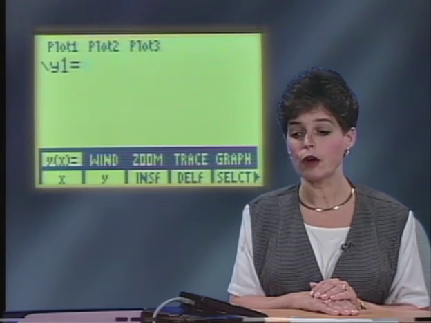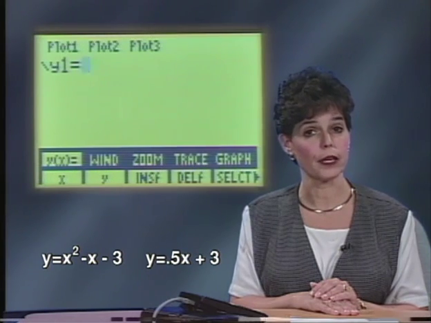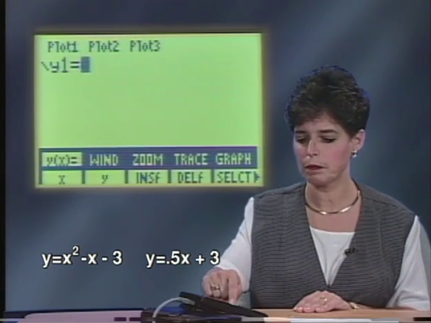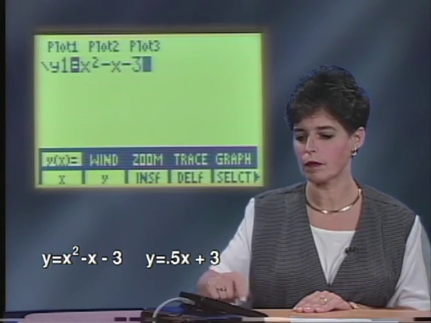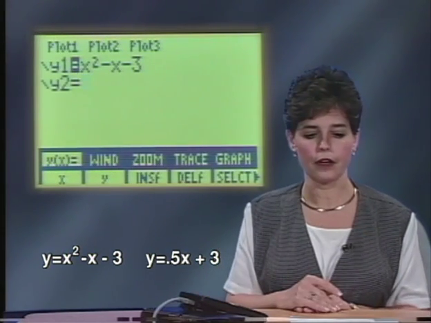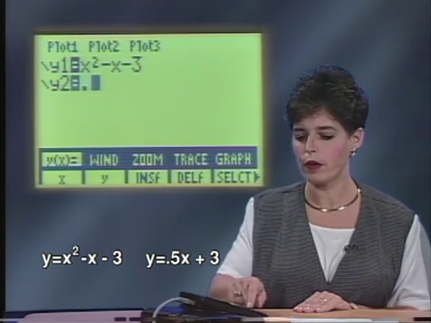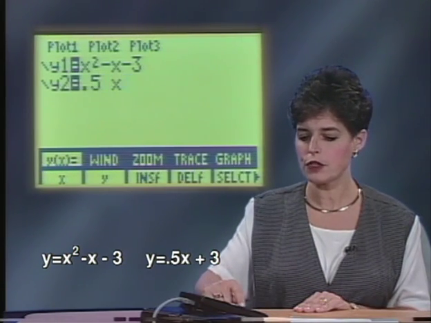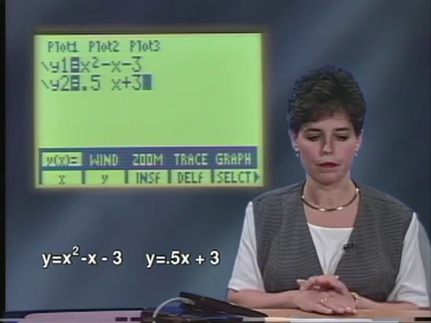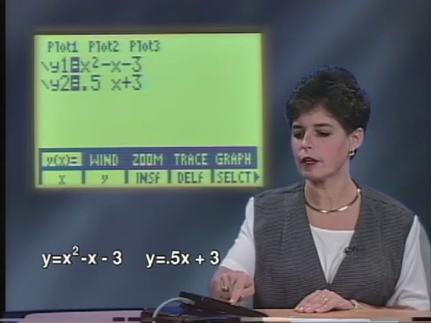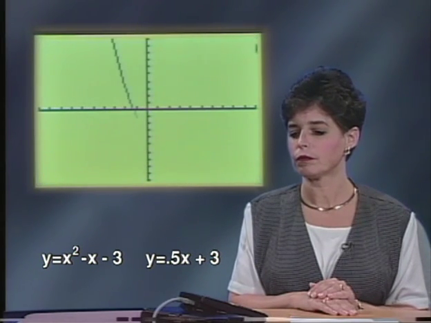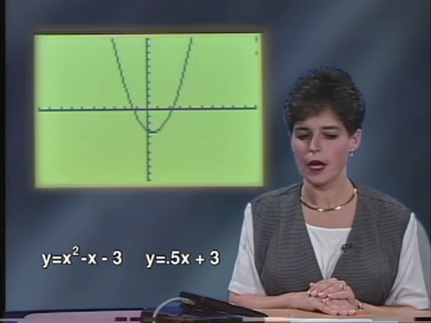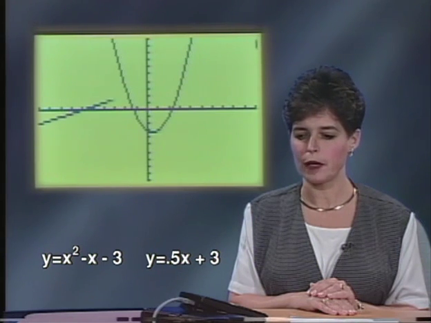Okay, let's enter a parabola, x squared minus x minus 3. Go down and enter a line, 0.5x plus 3. Okay, let's see what that graph looks like. Second, F5 for graph. There's the parabola, and there's my line.